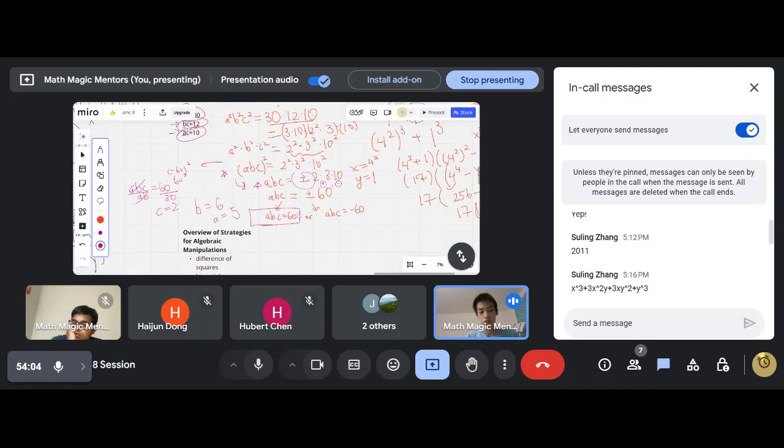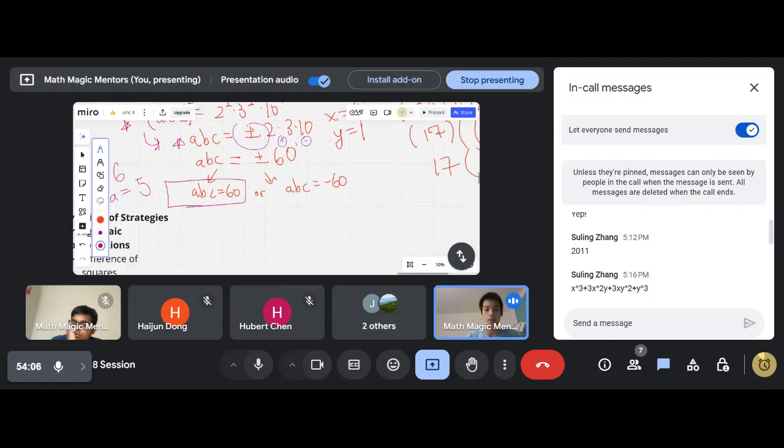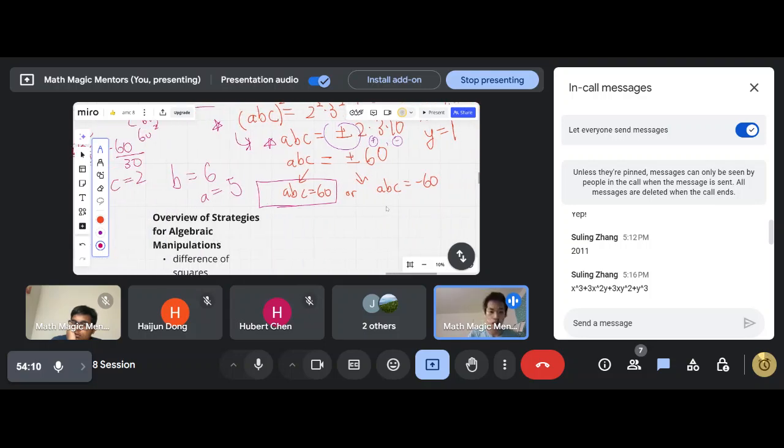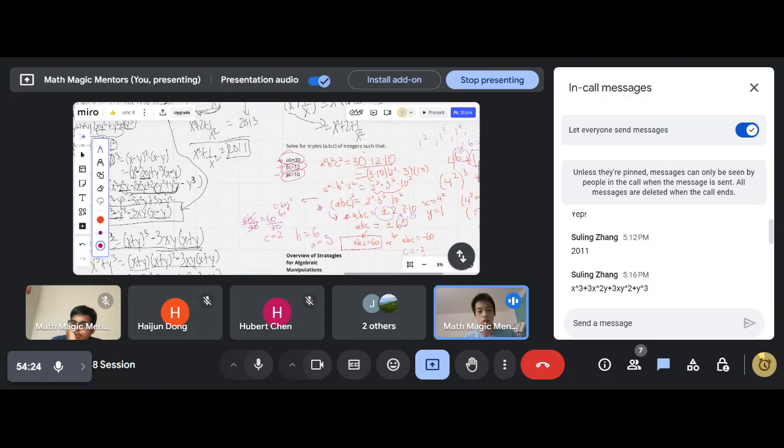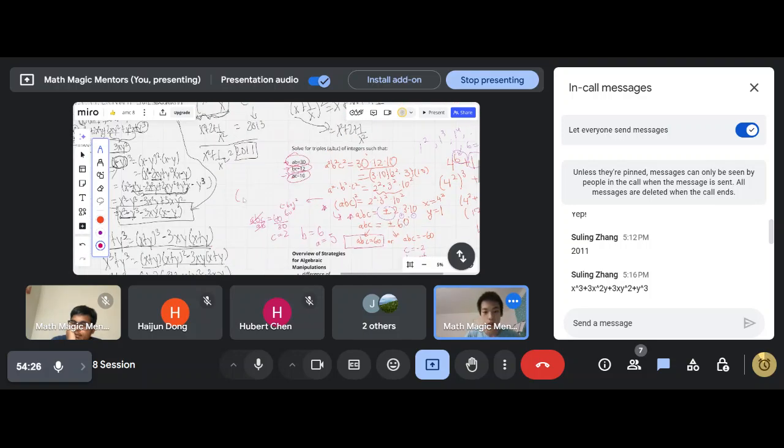The other solution, ABC equals negative 60 for our intermediate equation, should yield all negatives. So C equals negative 2, B equals negative 6, and A equals negative 5. So our two solutions will be A, which is 5, B, which is 6, C equals 2.